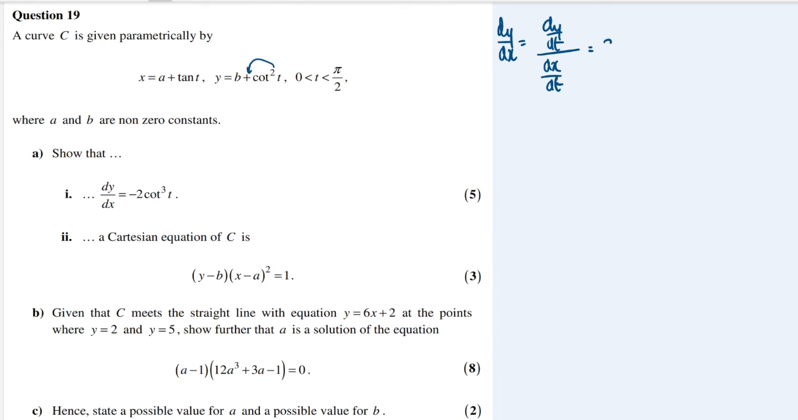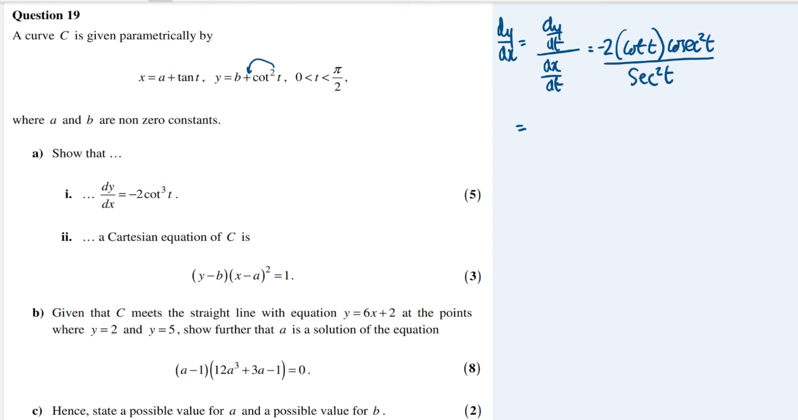2 comes down to the front. We keep cot t the same, but then we multiply by the derivative of cot t, and the derivative of cot t is minus cosec squared t, and then that's divided by the derivative of x, and a differentiates to 0 because it's constant. Tan t differentiates to sec squared. Okay.